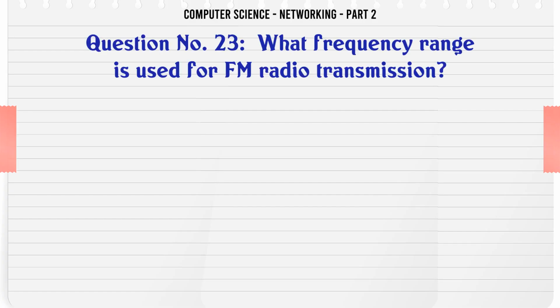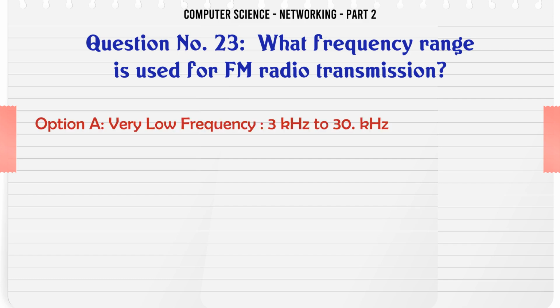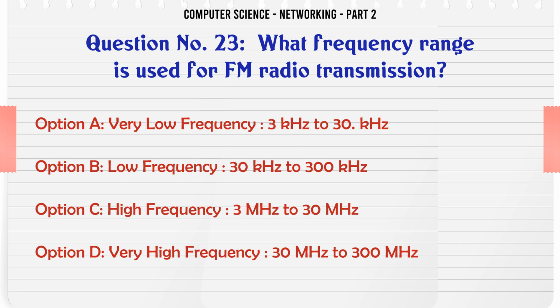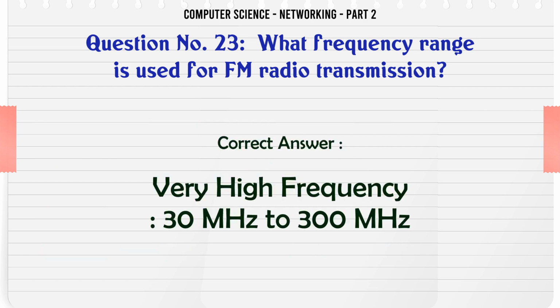What frequency range is used for FM radio transmission? A. Very low frequency, 3 kHz to 30 kHz. B. Low frequency, 30 kHz to 300 kHz. C. High frequency, 3 MHz to 30 MHz. D. Very high frequency, 30 MHz to 300 MHz. The correct answer is very high frequency, 30 MHz to 300 MHz.